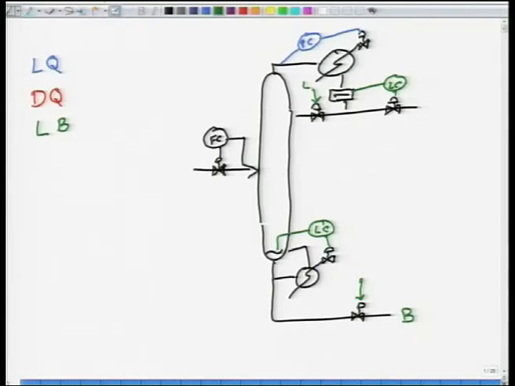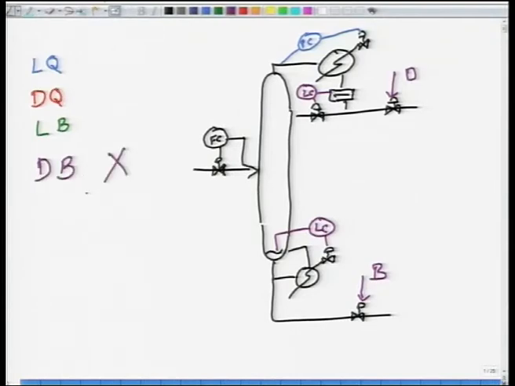We may also have a situation where the distillate is very small compared to the reflux and the bottoms is very small compared to the reboil, and in that case the level controller at the top has to be oriented this way, level controller in the bottoms has to be oriented this way, and then the operator sets the distillate and the bottoms, and this is called the DB structure.